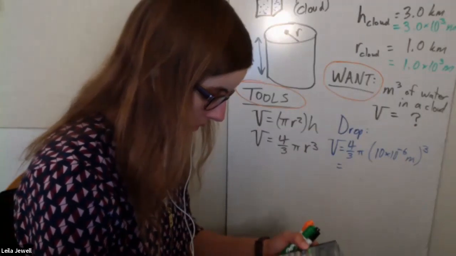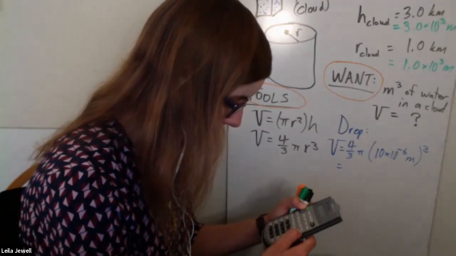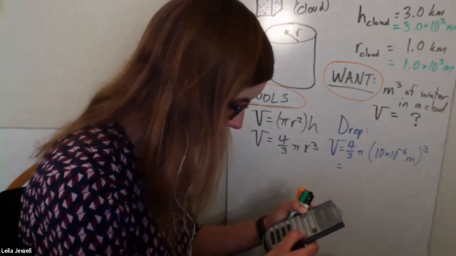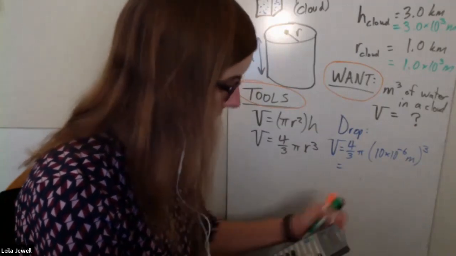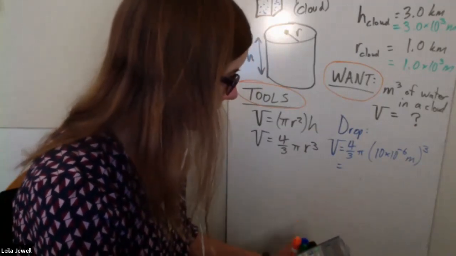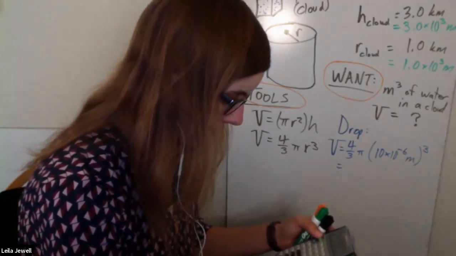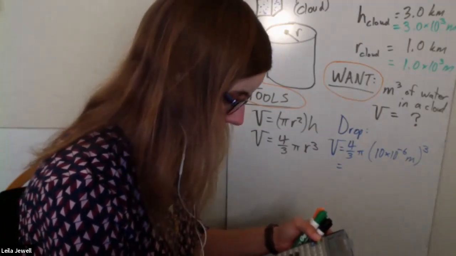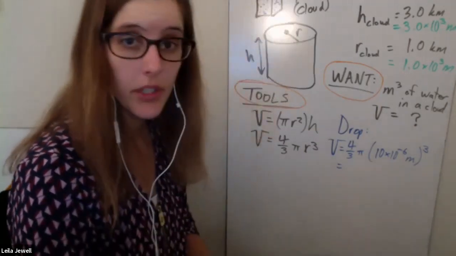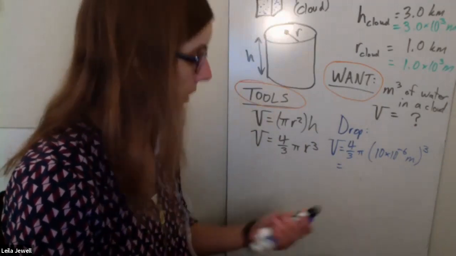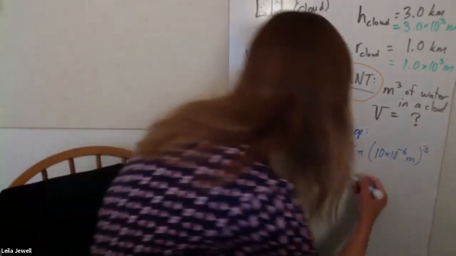So let's try that once more. 10 e minus 6, and then we're going to go ahead and cube that. So that's now 1 times 10 to the minus 15. Yep, that sounds right. And times pi times 4 divided by 3. That's more like it. Still a very, very small number. It's just powers of 10 smaller.